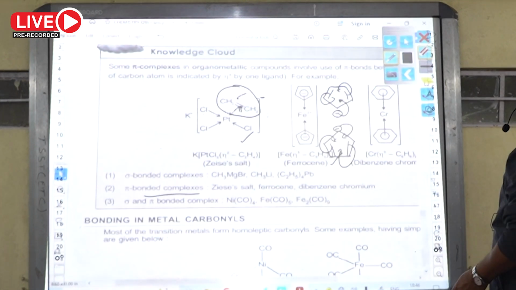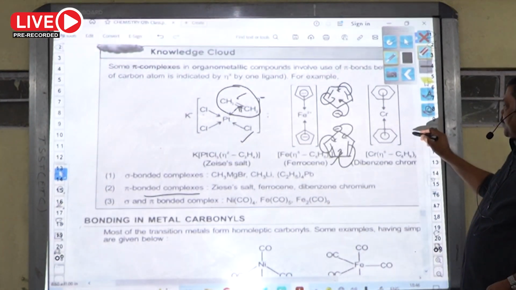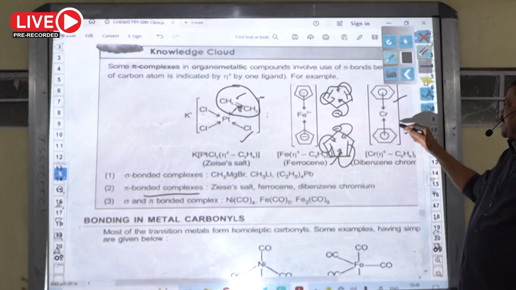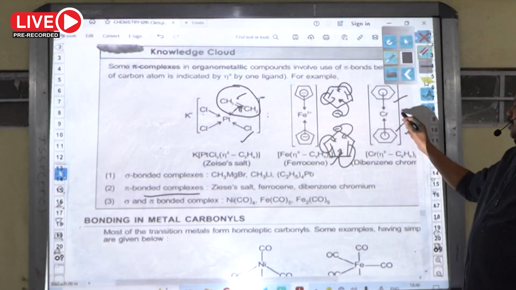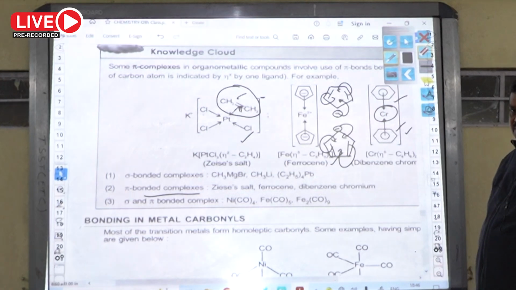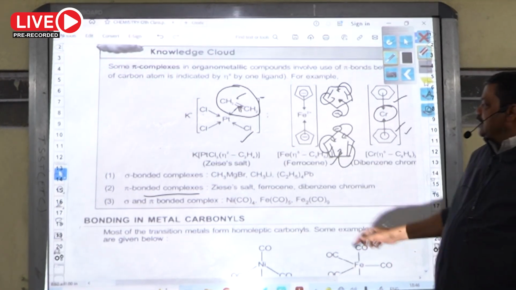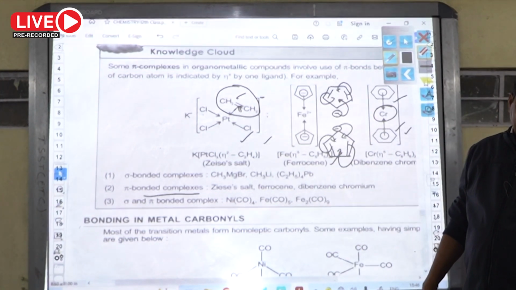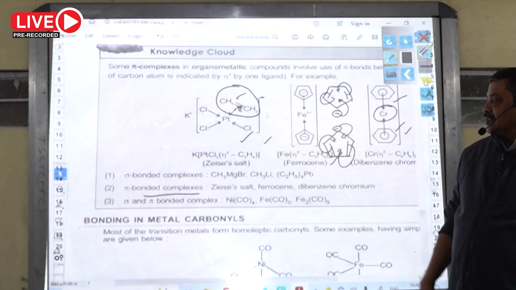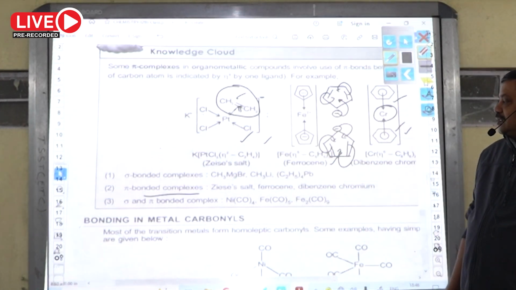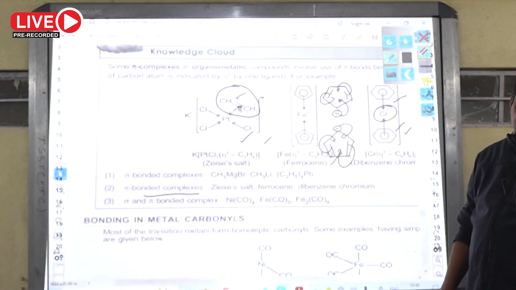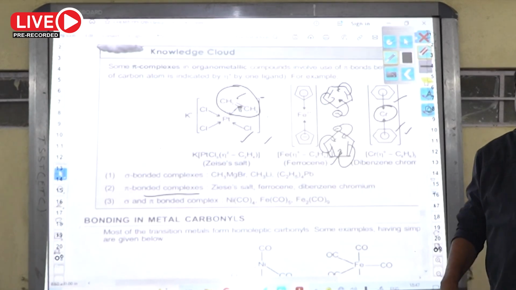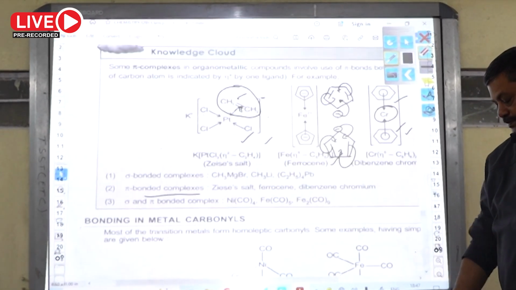The next one is dibenzene chromium. Here a chromium atom is sandwiched between 2 benzene rings. So these 3 are examples of what? Pi bonded organometallics. The third one, sigma and pi bonded organometallics.